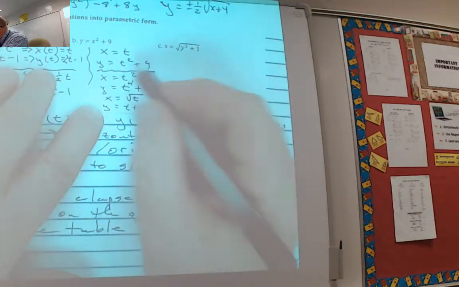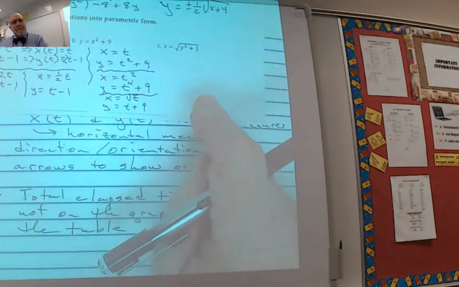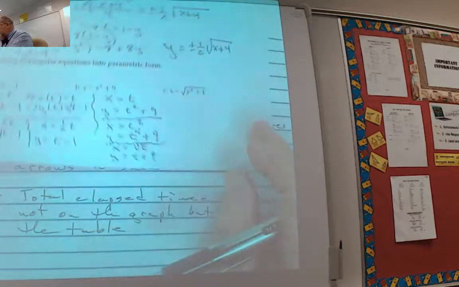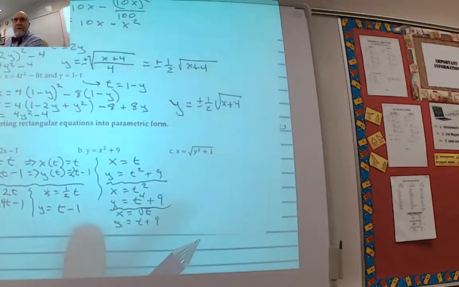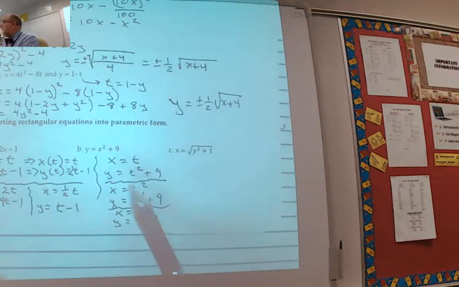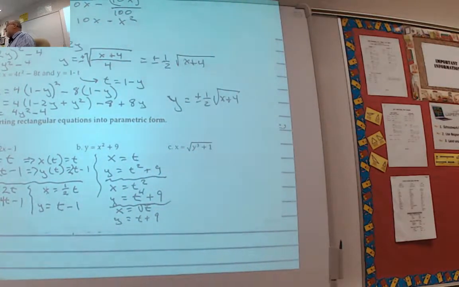Jaden, what's your question? So on the quiz, we're going to have to know how to convert into rectangular form and convert rectangular form into parametric form. Right, and I would just ask you for 2 sets. Oh, so you have to do 2 different ways of doing it? Right. So for each problem, you can do infinite. The easiest way is just say x equals t.